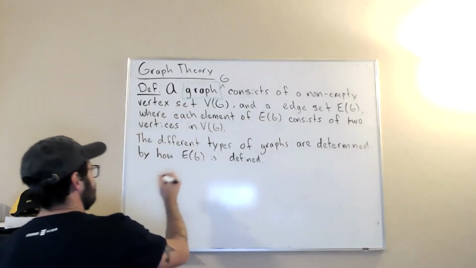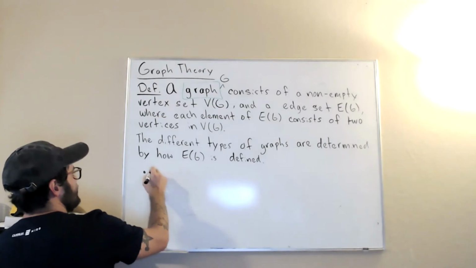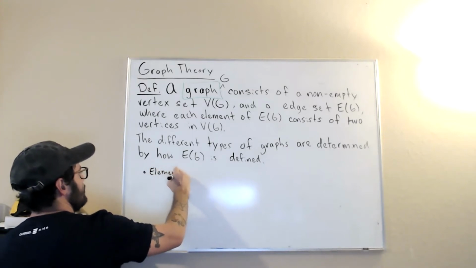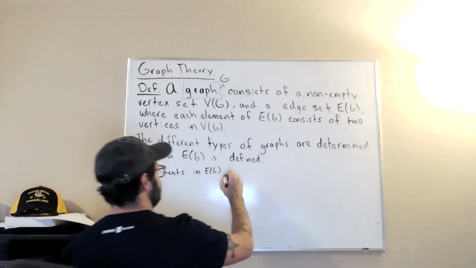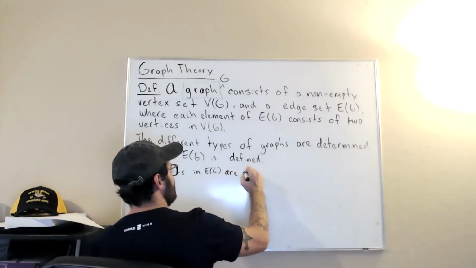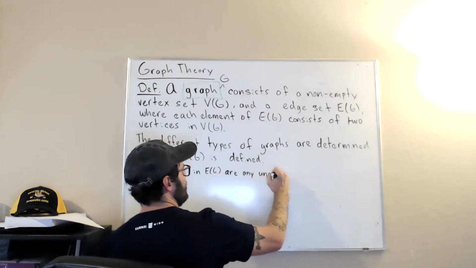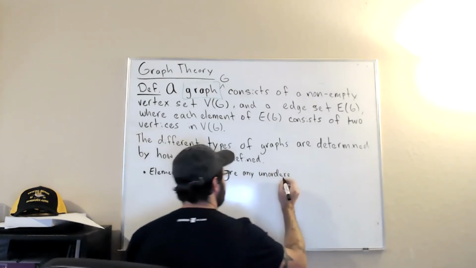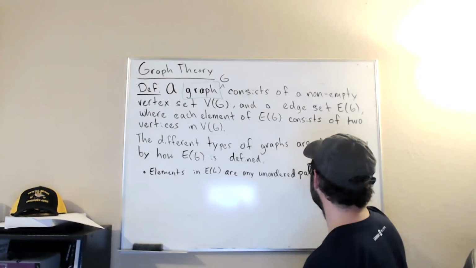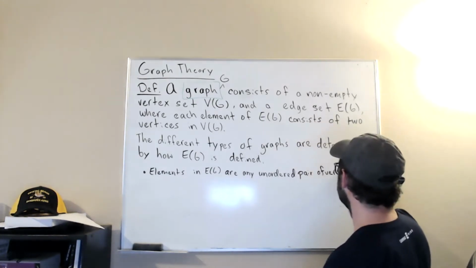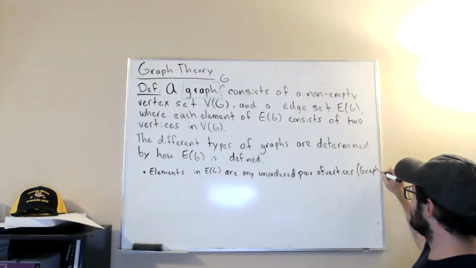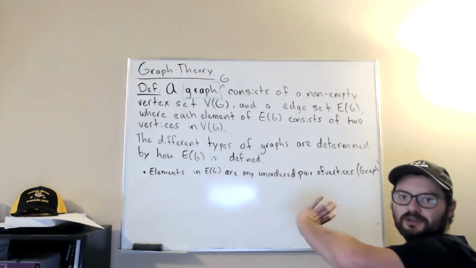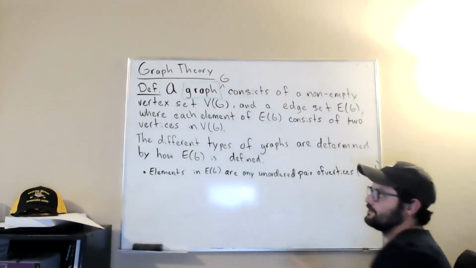So for example, if the elements in E of G are any unordered pair of vertices, this is just a general graph. If you can have any unordered pair of vertices as elements in there, that's a general graph.